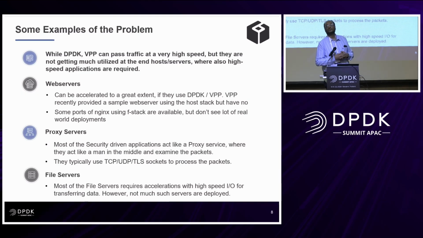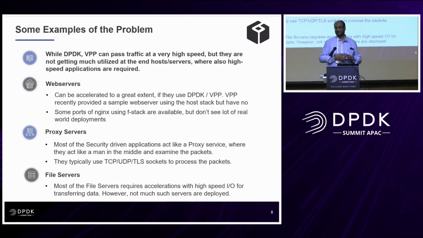Right. So just to give an example, with DPDK and VPP, as I said, we can pass traffic at a very high rate. But when we talk about web servers, I think this morning we had a session where we talked about Nginx and other web servers. But not many web server deployments are using a DPDK TCP stack or VPP TCP stack, and that can really help. So many web servers can be scaled or improved in throughput.